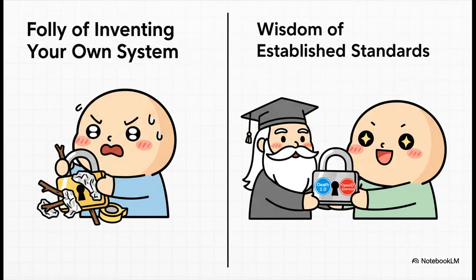And if you only take one single thing away from this entire explainer, please let it be this. Do not, under any circumstance, try to invent your own authentication system. Seriously. This problem has been solved by brilliant people who have spent decades finding every possible edge case and every flaw. Use their work. Use standards like OAuth 2.0 and OpenID Connect. They are, without a doubt, your best defense.